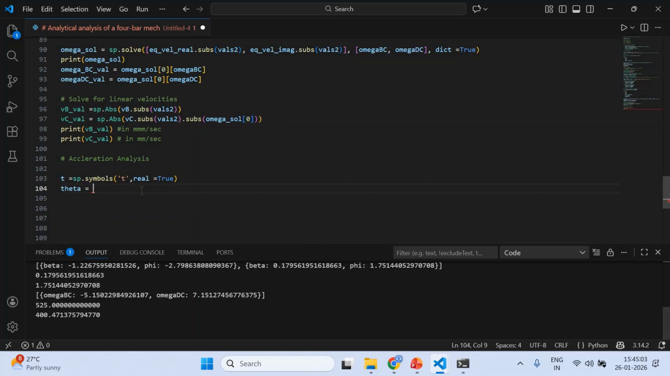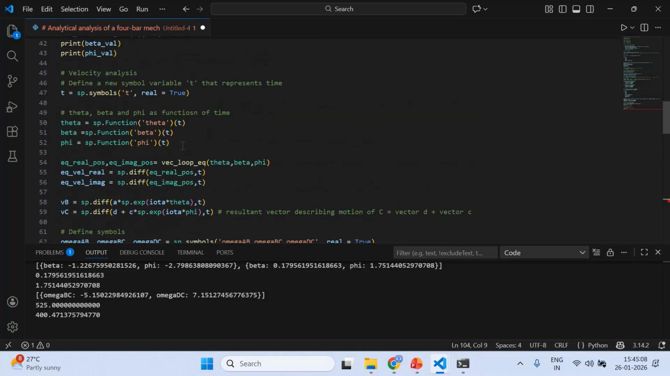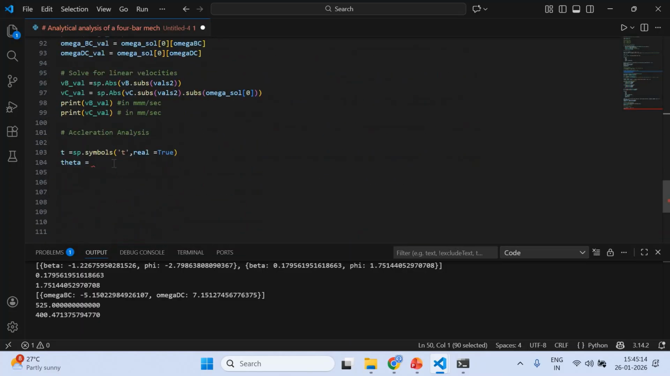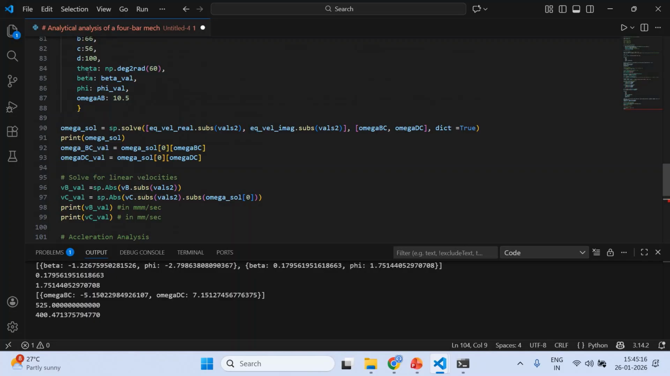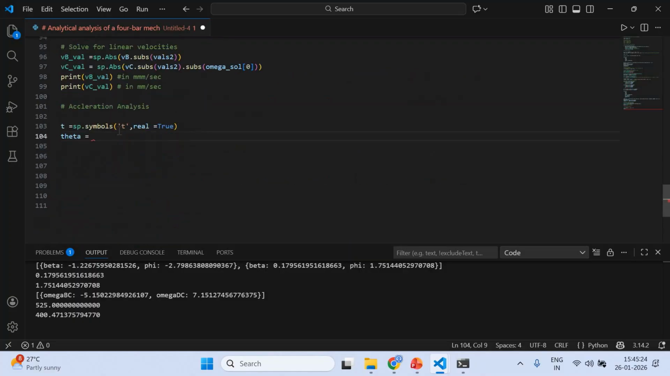Then again we are going to define theta, beta and phi as functions of time. So let us take it from the top only. So just note down, right? Why am I redefining theta, beta and phi as functions of time? Because when we were taking this VAS2 value, we already substituted theta, beta and phi with numerical values. Since for acceleration we are going to perform the differentiation again, that's why I am reintroducing theta, beta and phi as functions of time.